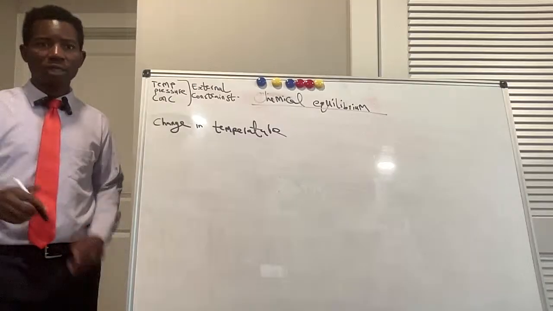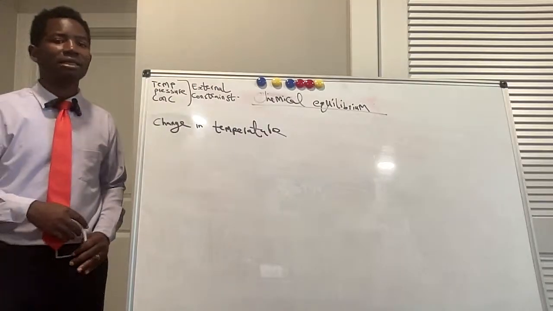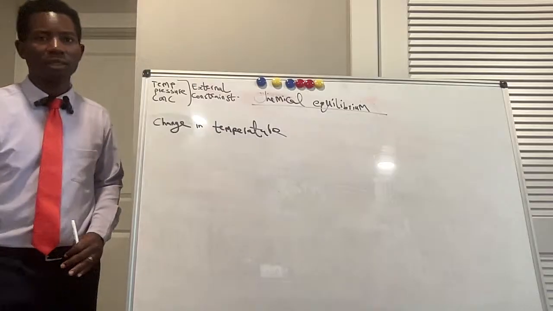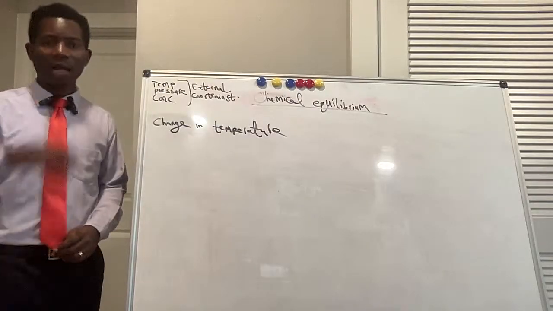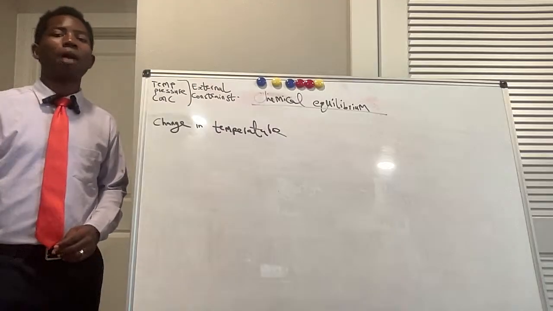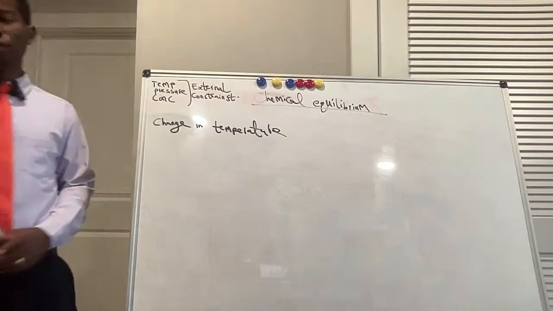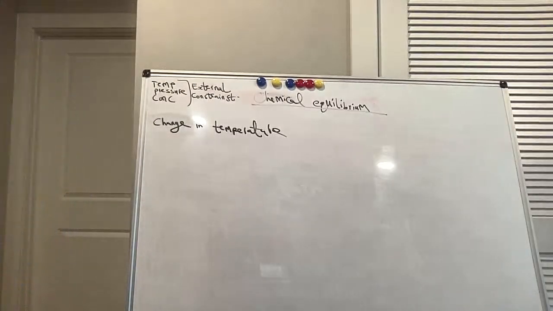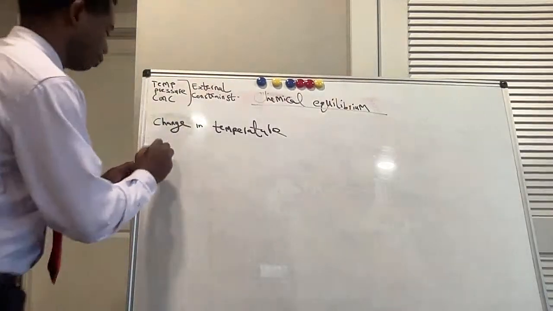So there are 2 things. There are some reactions that give out heat, and they proceed forward. There are some that absorb heat, and they proceed forward. Any reaction that absorbs heat is a what? It's an endothermic reaction. Change the temperature.